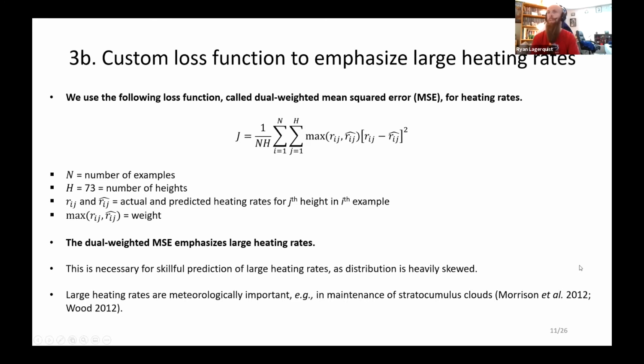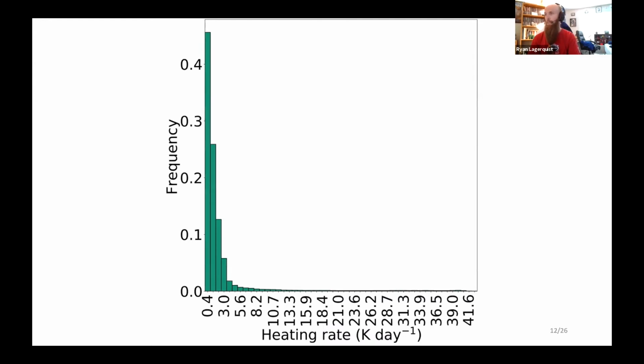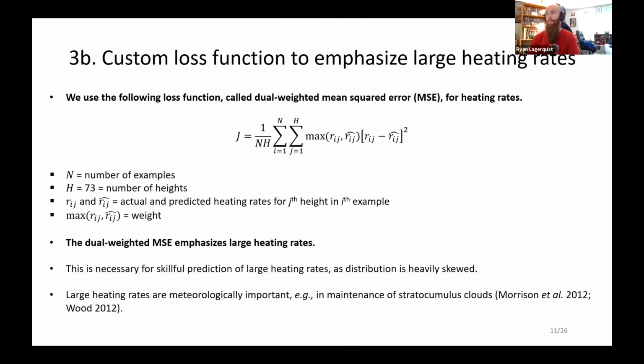So the approach that we've taken forces the UNet++ to make physically consistent and skillful predictions of all 3 flux components. The second thing we do to make the model knowledge guided is we use a custom loss function to emphasize large heating rates. Because large heating rates are quite rare, the distribution is really heavily skewed, as you can see here. But large heating rates are very important for weather and climate, for example, in the maintenance of big stratocumulus cloud decks off the west coast of continents.